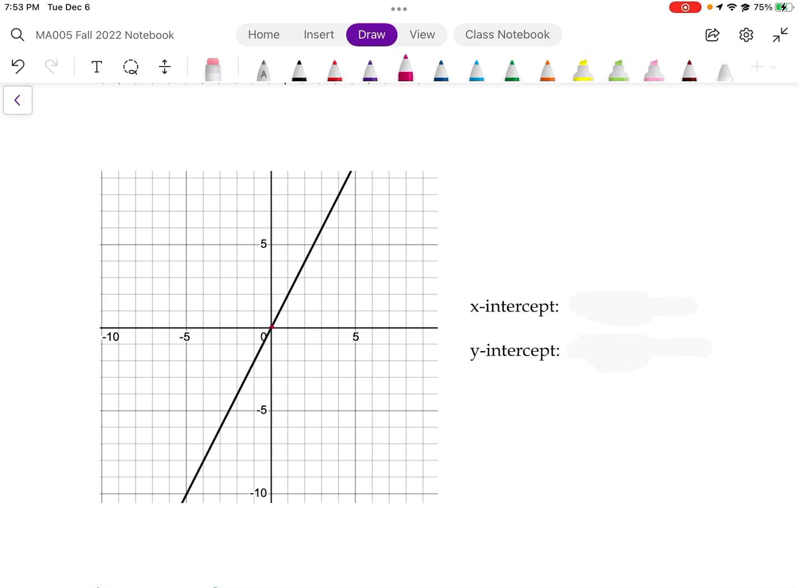All right, it only crosses the x-axis and the y-axis in the same place. So the x-intercept is 0, 0, and so is the y-intercept, 0, 0. So when it crosses the origin, there's only one, there's a shared x and y-intercept. It's the only time that will ever happen.